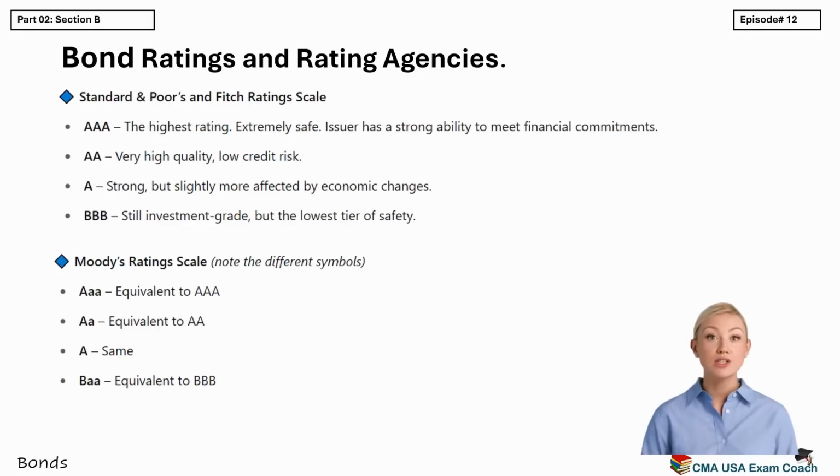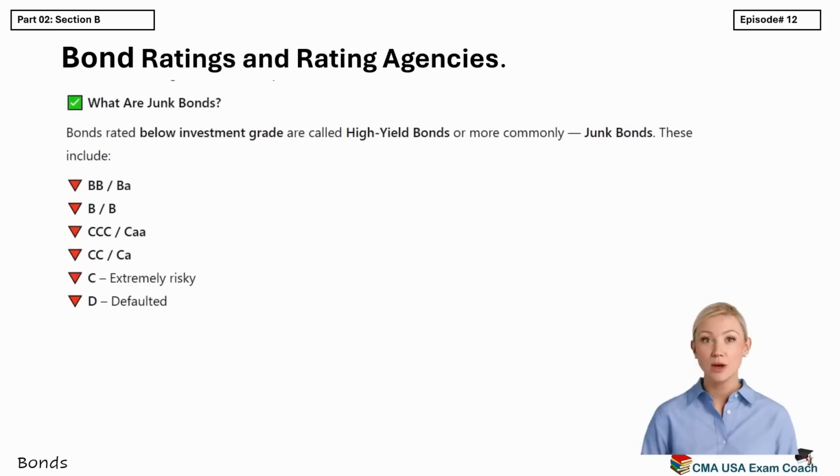What are junk bonds? Bonds rated below investment grade are called high-yield bonds, or more commonly, junk bonds. These include BB, B, CCC, CAA, CC, C, extremely risky, and D, defaulted. These bonds offer higher interest rates, also called yields, to compensate for the higher risk. That's why they're called high yield. But they carry a much greater chance of loss.